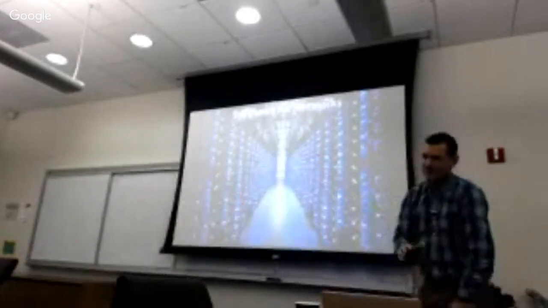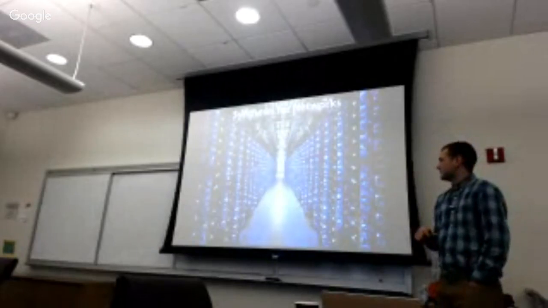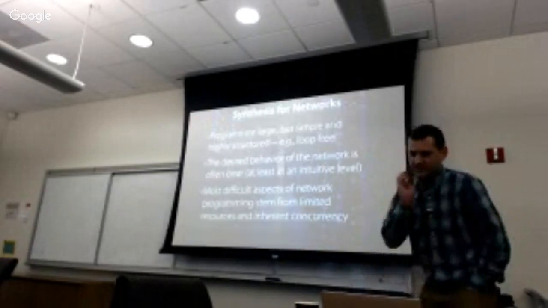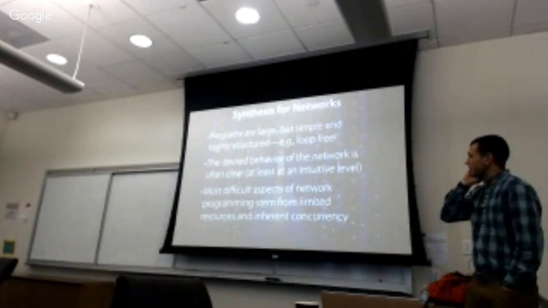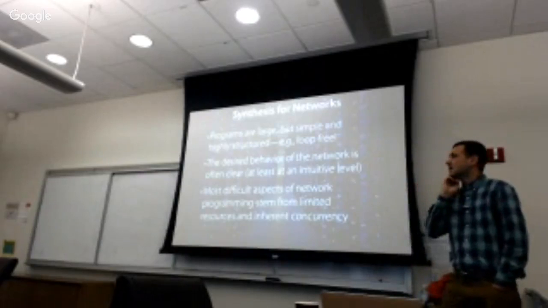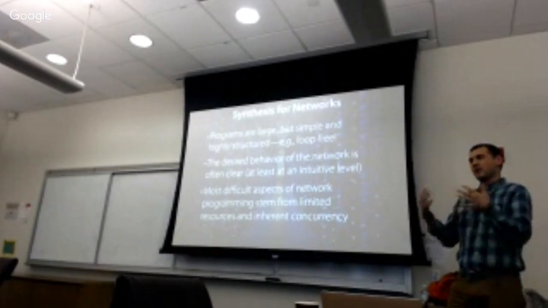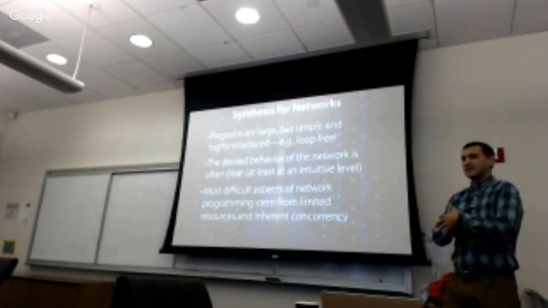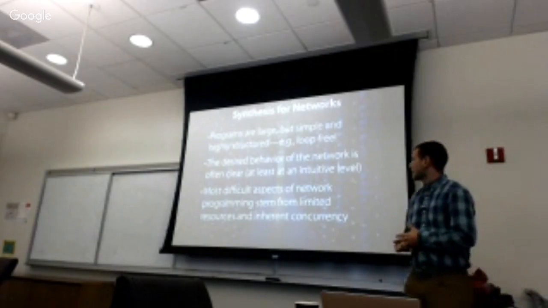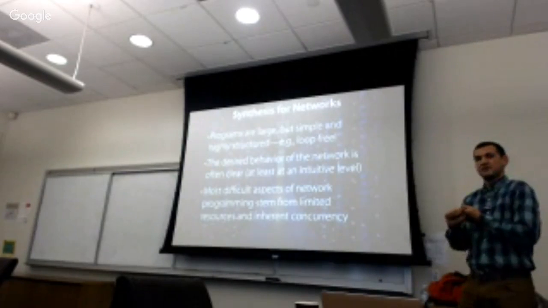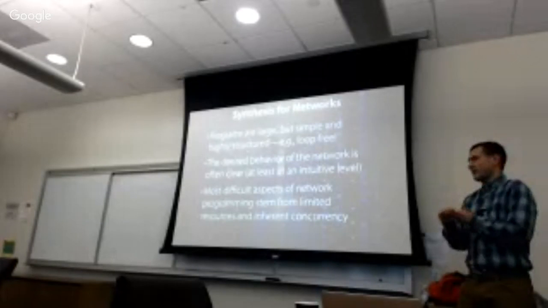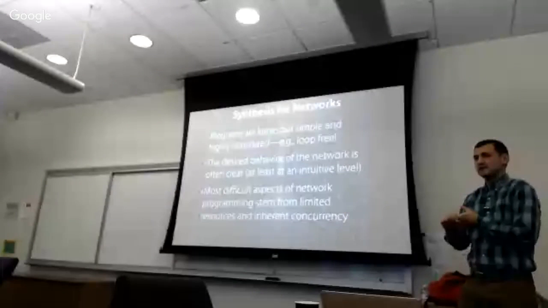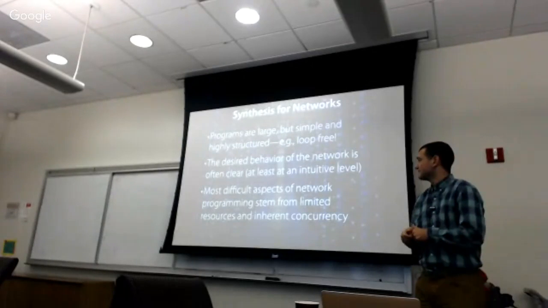But I think in networking, there's actually more of a hope of being able to achieve wild success. And there's a number of reasons for this. First, if you think about what a network program is, they're often very large. If you think about a program as the description of the control plane and maybe all of the data plane configurations that it generates, that's a very large program to write down explicitly. But they're simple. Typically there's nothing like a loop in a network program, except maybe in the control plane protocol. And they're often highly structured. So there's a lot of redundancy, a lot of symmetry in those programs.